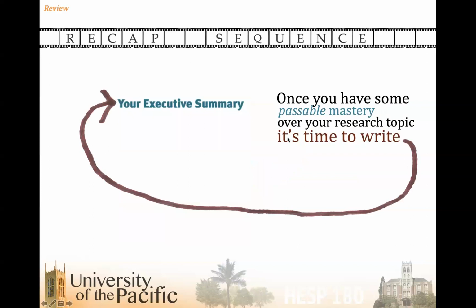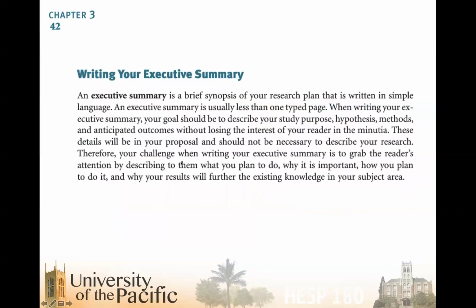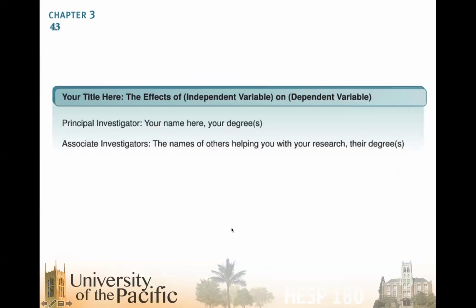So don't do the assumed mastery thing. Be aware of what you don't know. So then, executive summaries. What is an executive summary? This is 10 of your points, chapter 3, page 42 in the book. Explain what it is right here. It's a synopsis, a brief one-page description of exactly what you're going to do.